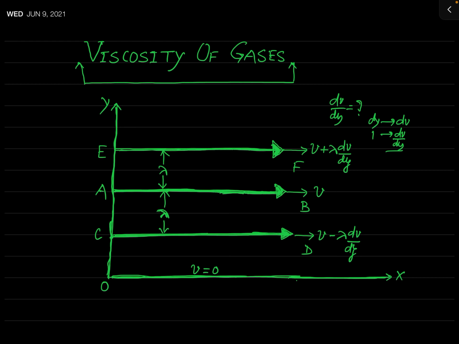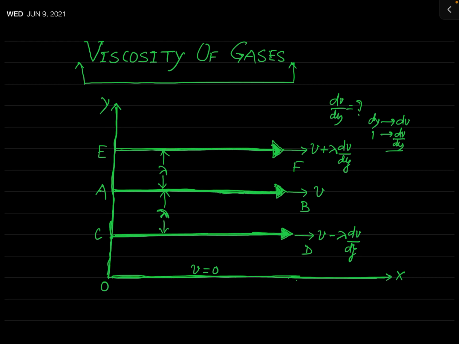But what will be the answer of this question? Why do we take this lambda? Why has this distance been taken equal to the mean free path? The reason is very simple. You know that mean free path is the average distance between two successive collisions of the molecules. You have already studied mean free path in the earlier lectures, so you have an idea of it.